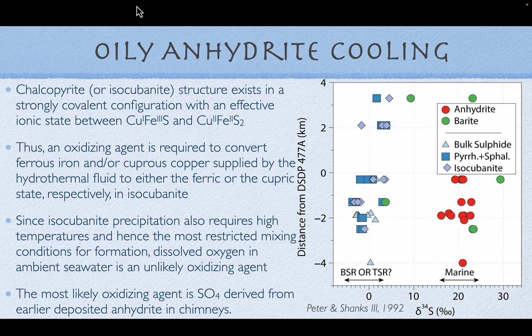Now, since isocubanite precipitation requires high temperatures, then in the most restricted mixing conditions required for its formation, it's very likely that we haven't got much dissolved oxygen in the seawater. Oxygen is an unlikely oxidizing agent. The most likely oxidizing agent is sulfate derived from the anhydrite. So once again, here is a salt, in this case not an evaporite salt, but the calcium sulfate from the anhydrite, acting as a source of sulfate for the fixation of metals.